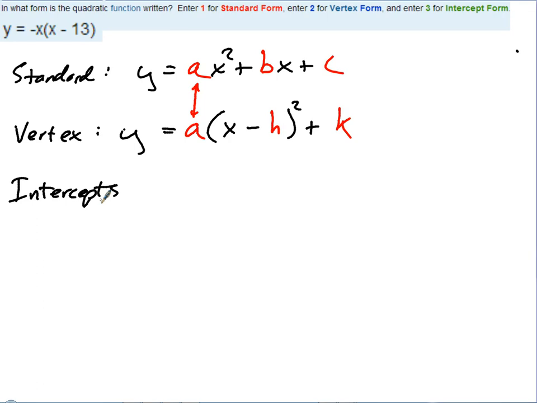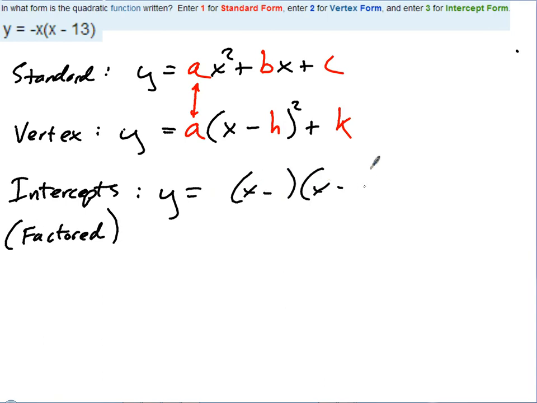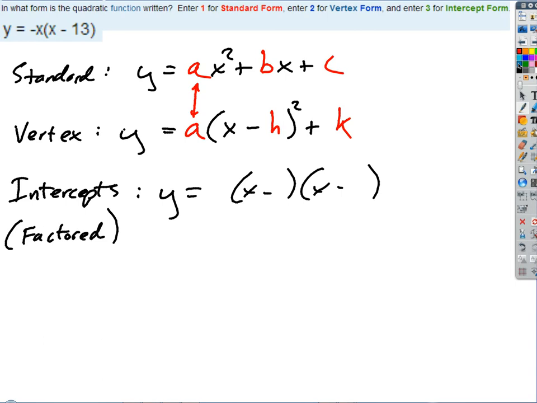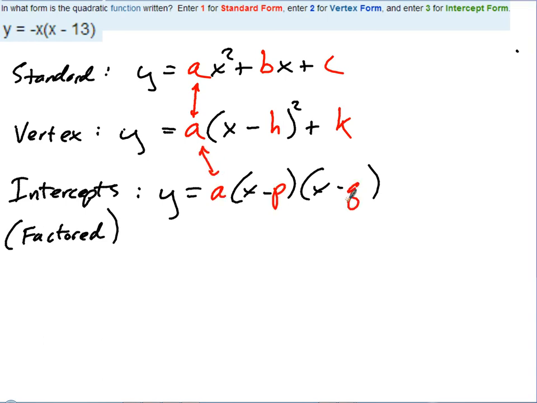Now intercepts form, this will help you with the problem we're about to do. Intercepts form really is the same thing as factored form. If it's factored, that's a much better way of saying it. I don't know why our book chooses intercepts. Well, I do, because they're the x-intercepts. But factored form is how we would normally refer to this. And so y equals A times x minus p, x minus q. Same A as before, times x minus p times x minus q.